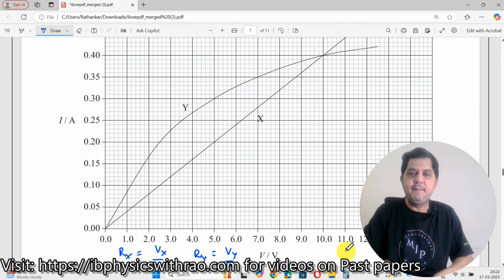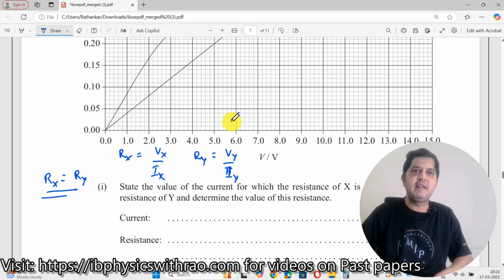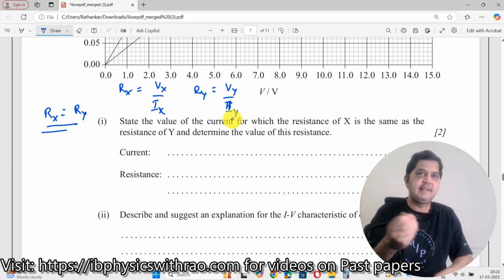If you look at this point, you see this curve branches and meets here. This straight line also meets at this point over here. What is the value of I and V here? The value of V here is 10 volt and the value of I here is 0.4 amperes, right? So you observe that V and I are the same at the intersection point. So I will write here that the current at which the resistances are equal is 0.4 amperes.